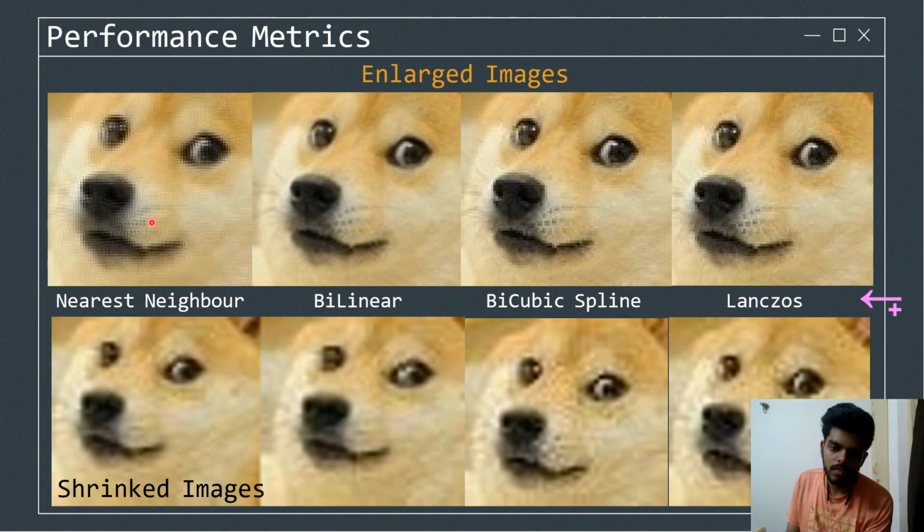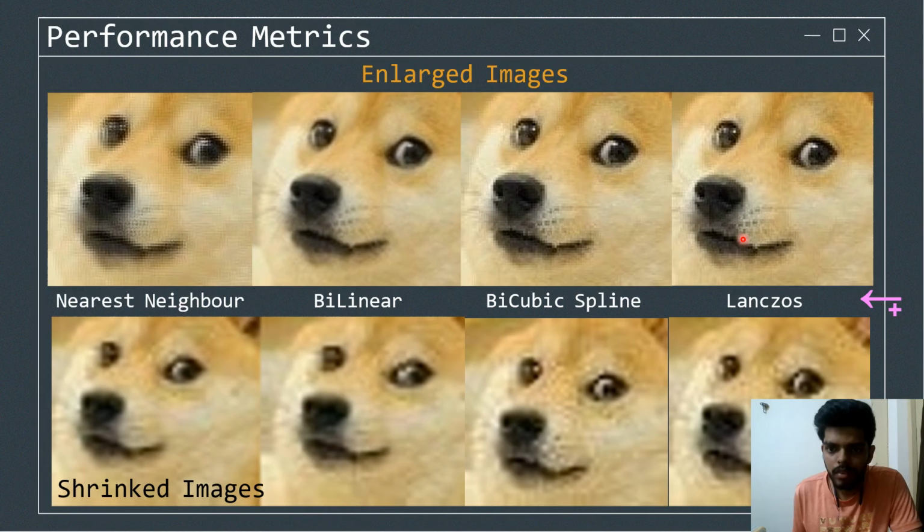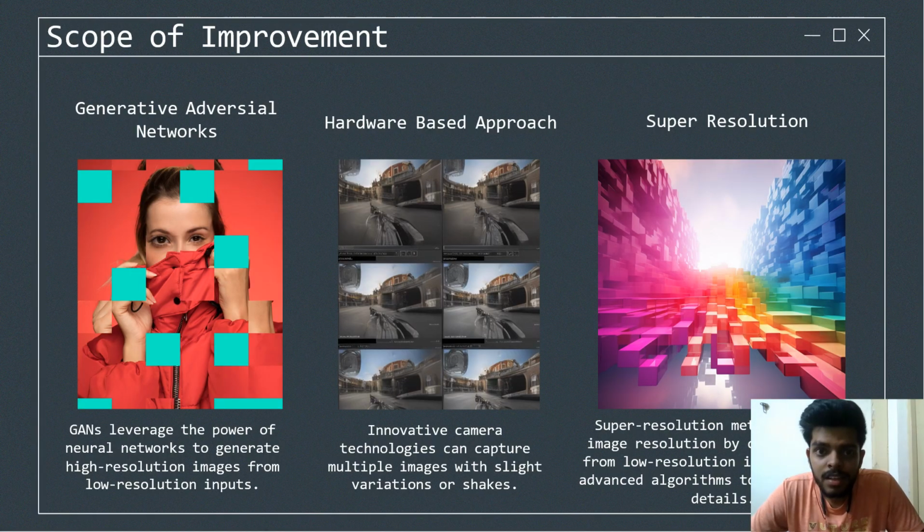As we have discussed, nearest neighbor is not interpolating very well. The output curve is very pixelated and not very smooth. But using better interpolation techniques, better curve fitting techniques, we can minimize a lot of error. Right. So these are the shrunk images and these are the enlarged images. You can see Lanczos and bicubic spline methods are fairly good in comparison to the nearest neighbor and area interpolations. There will always be scope for improvement, right?